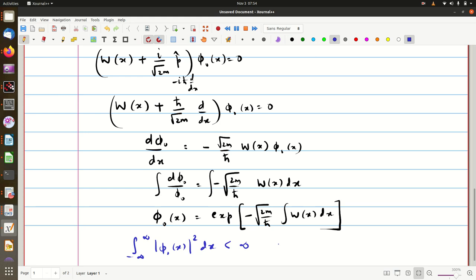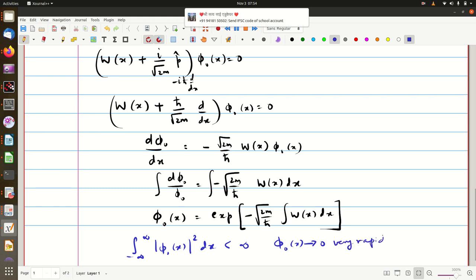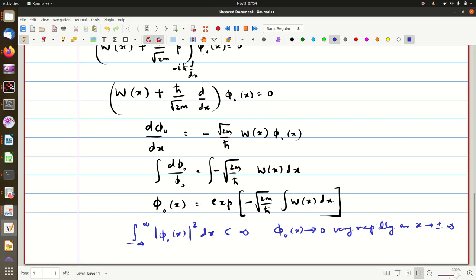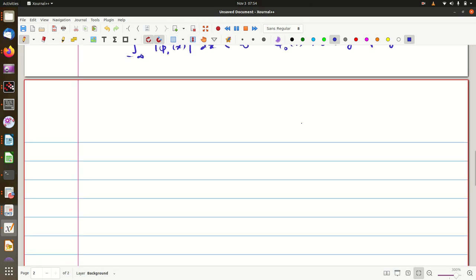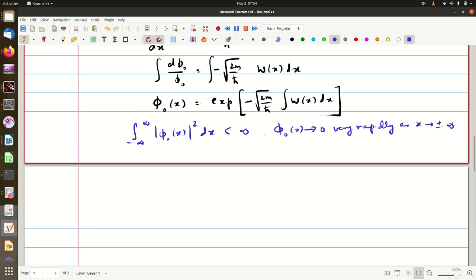Or physically what it means is phi naught of x should tend to 0 very rapidly as x tends to plus or minus infinity. So if this were to happen, what you notice is that this integral of W that you have here should be a growing function. So if this is a growing function, then exponential of minus infinity will tend towards 0.